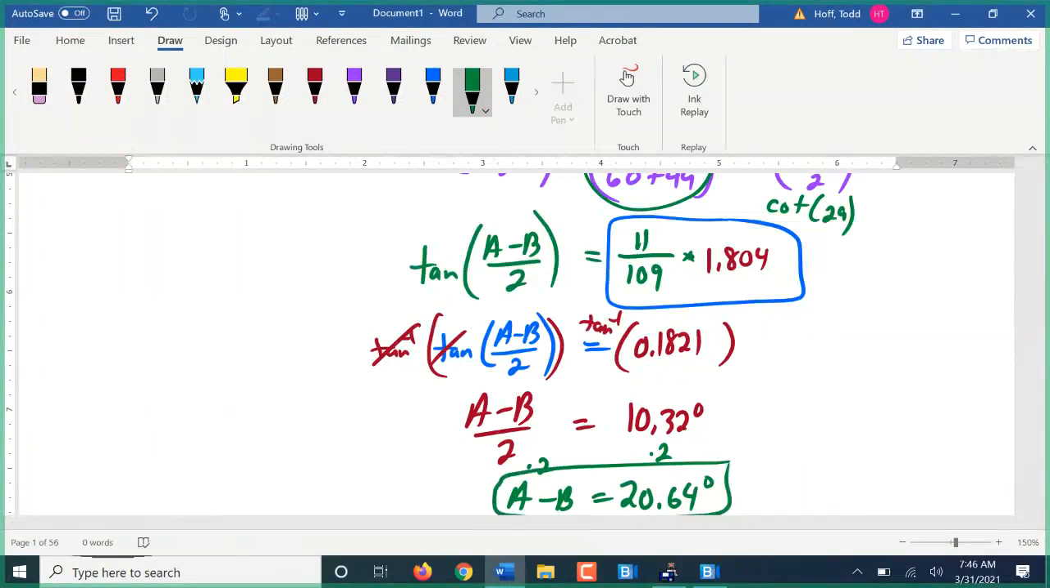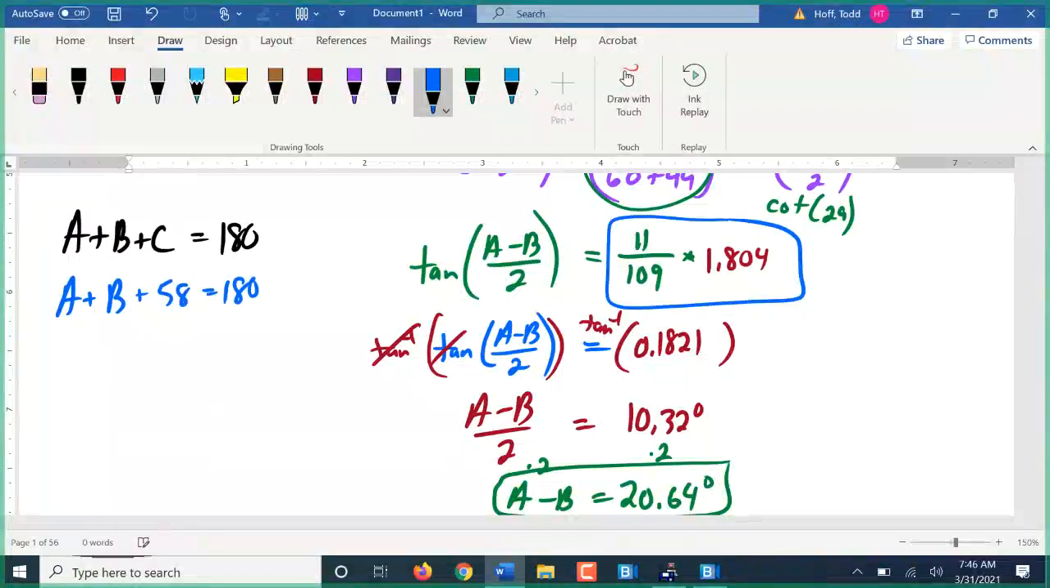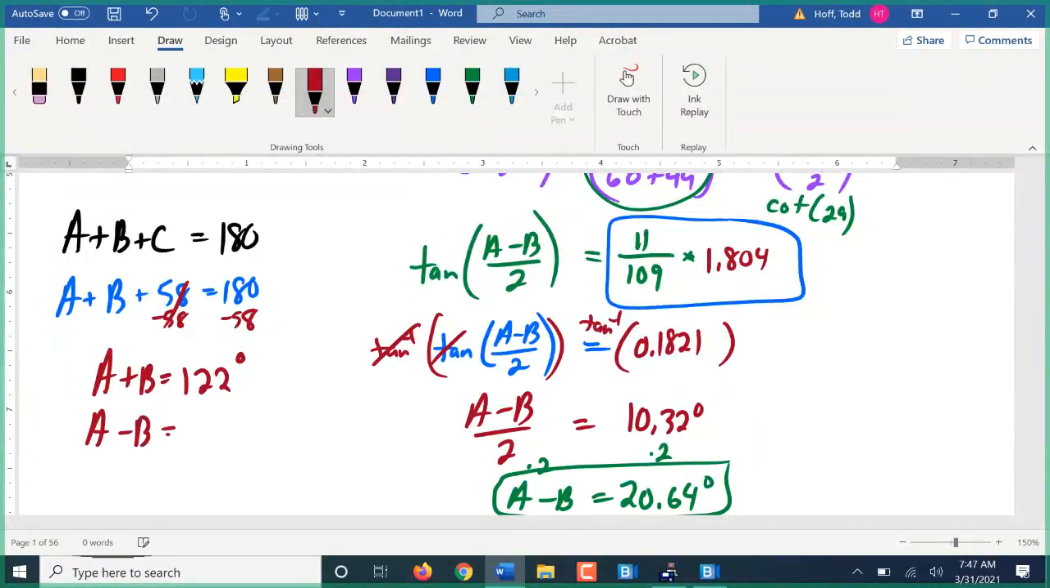How does that help me with anything? Well, because I know that a plus b plus c is 180, and I know that c is 58, by subtracting that 58 from both sides, I know that a plus b has to be 122 degrees. A minus b has to be 20.64 degrees. I have a system of equations there.